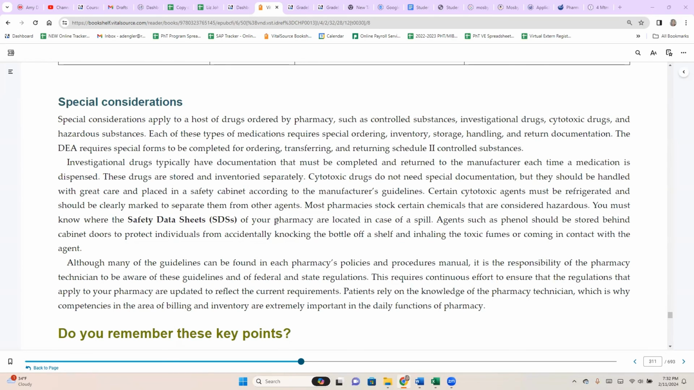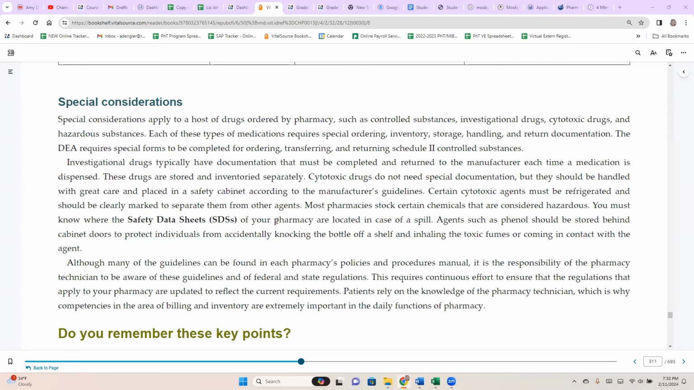Cytotoxic drugs do not need special documentation, but they should be handled with great care and placed in a safety cabinet according to the manufacturer's guidelines. Certain cytotoxic agents must be refrigerated and should be clearly marked to separate them from other agents. Most pharmacies stock certain chemicals that are considered hazardous. You must know where the SDS safety data sheets of your pharmacy are located in case of a spill. Agents such as phenol should be stored behind cabinet doors to protect individuals from accidentally knocking the bottle off of a shelf and inhaling the toxic fumes or coming in contact with the agent.